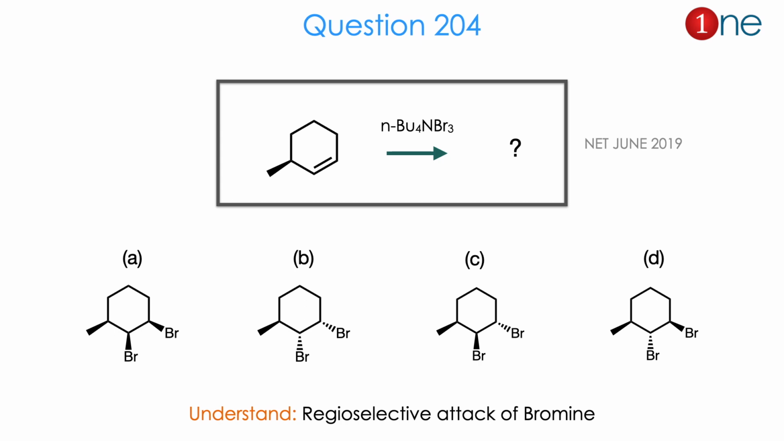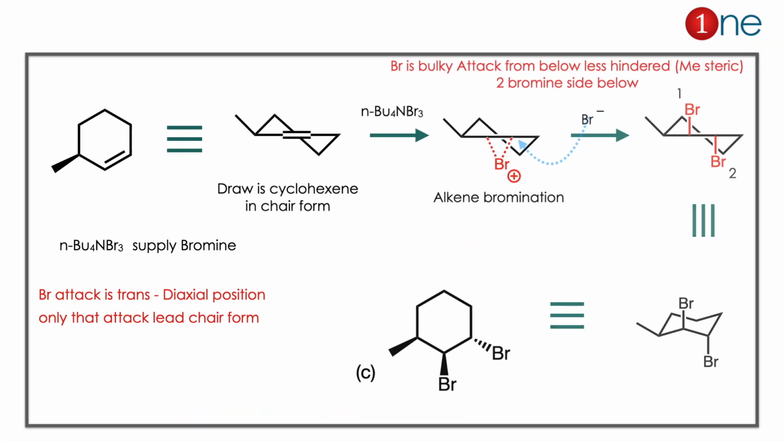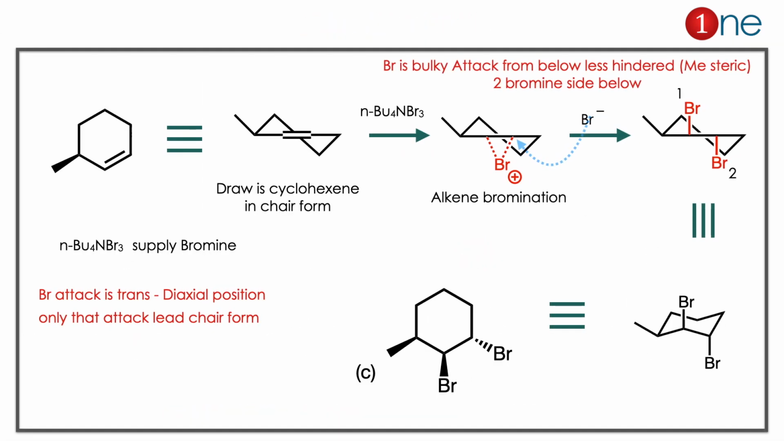So from the reactant, the reagent and the possible four products, you might realize the question is really about regioselective attack of dibromine. The answer is C. Let us see how. Here the starting material is cyclohexene. We draw it in the chair form. It will be like an alkene in the ring, so it's a kind of twisted structure.